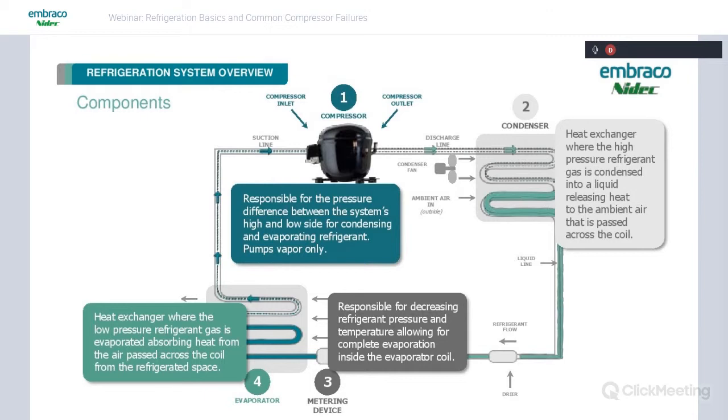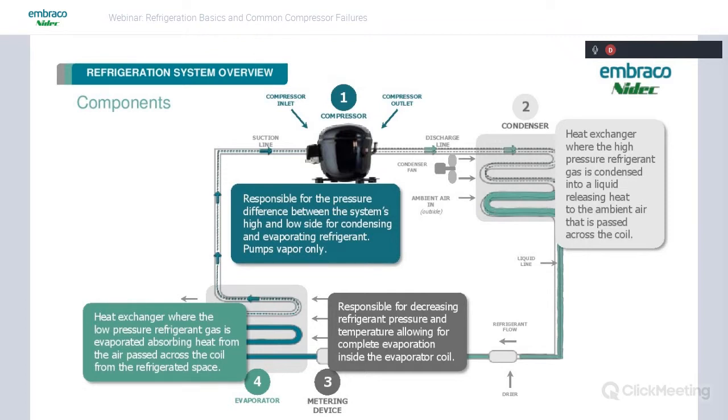But once we go through that, this liquid will come to the metering device. And the job of the metering device is to decrease the refrigerant pressure and temperature, which is going to allow for complete evaporation inside the evaporator coil. So when it hits the evaporator coil, we should have it ready to evaporate completely.